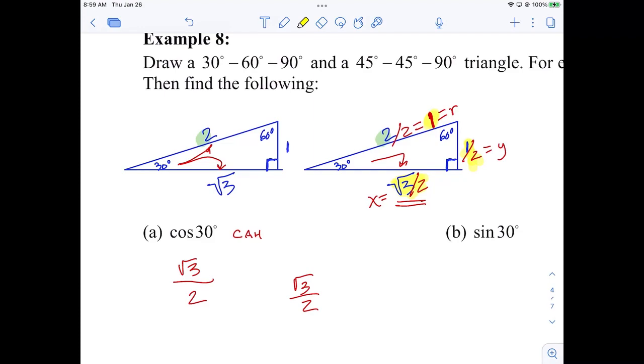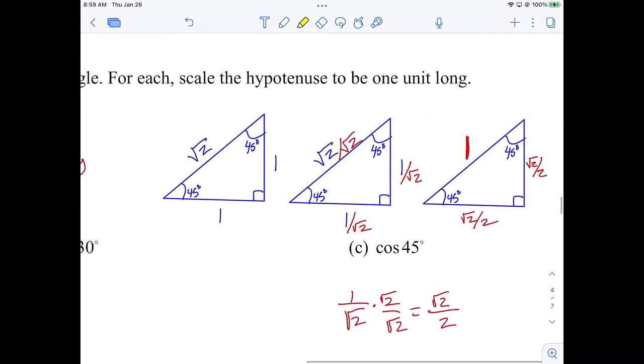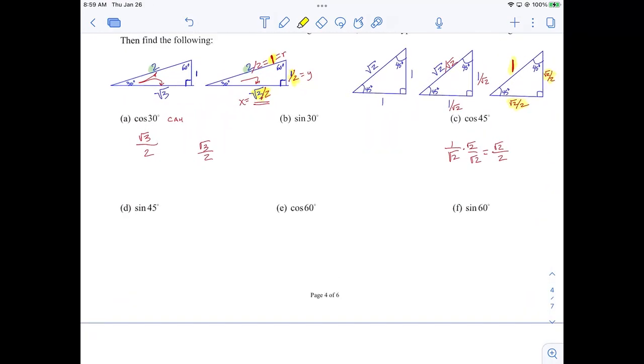So you got 1/2 and square root of 3/2. And then we're going to take the 45, 45, 90 and scale its hypotenuse to 1. And now we have square root of 2/2, square root of 2/2. Okay, so those are the two that we're using.